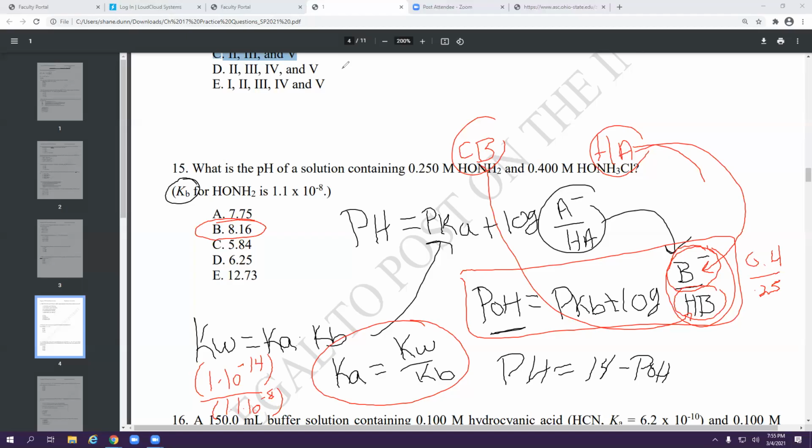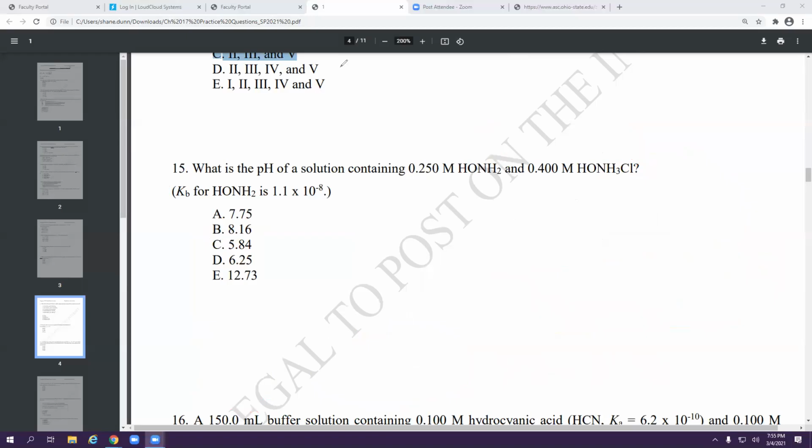Whoopsie daisy. In my calculations, I forgot to minus the 14. That's my bad. Yes, it is C. Okay. So I got to this part and forgot to minus 14. So you will get C as the answer, not B. So the answer is C. Sorry about that.